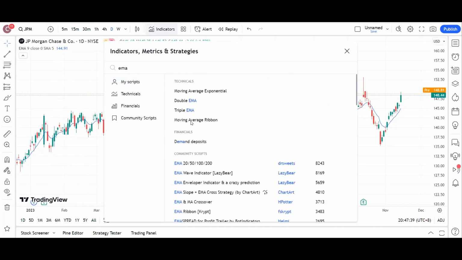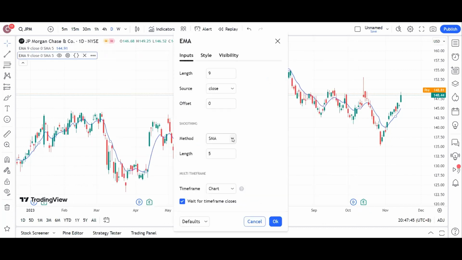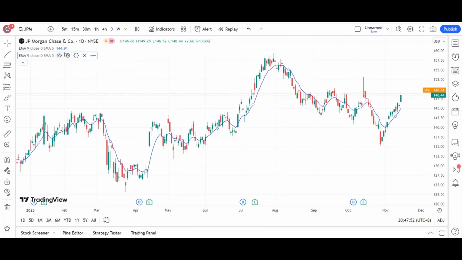For EMA, you cannot do it with just one line. You need at least two lines, minimum. So if you are using TradingView, one thing you need to take note of when it comes to EMA: let's say you select EMA already, go to your settings. This is just to share with you how to do it.